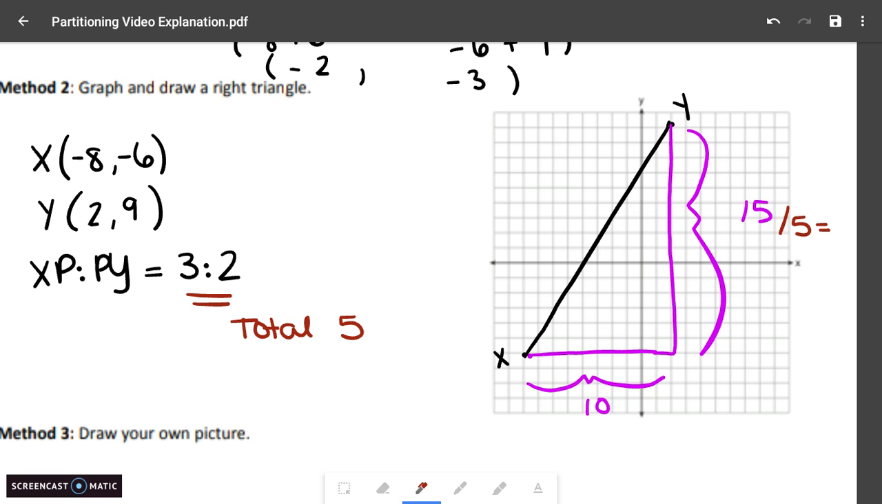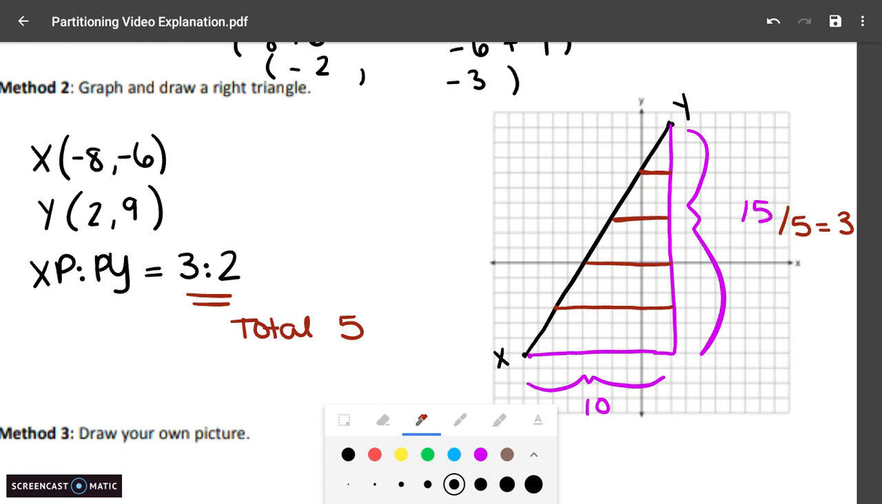So let's say we did 15 divided by 5. That means each broken piece should be 3 units away from each other. So 3 from y, 3 from that point. And I'm going to keep doing this. So now if I look, I've cut it into 5 equal pieces. I could have done that from the base, then it would have been 2 away each time.